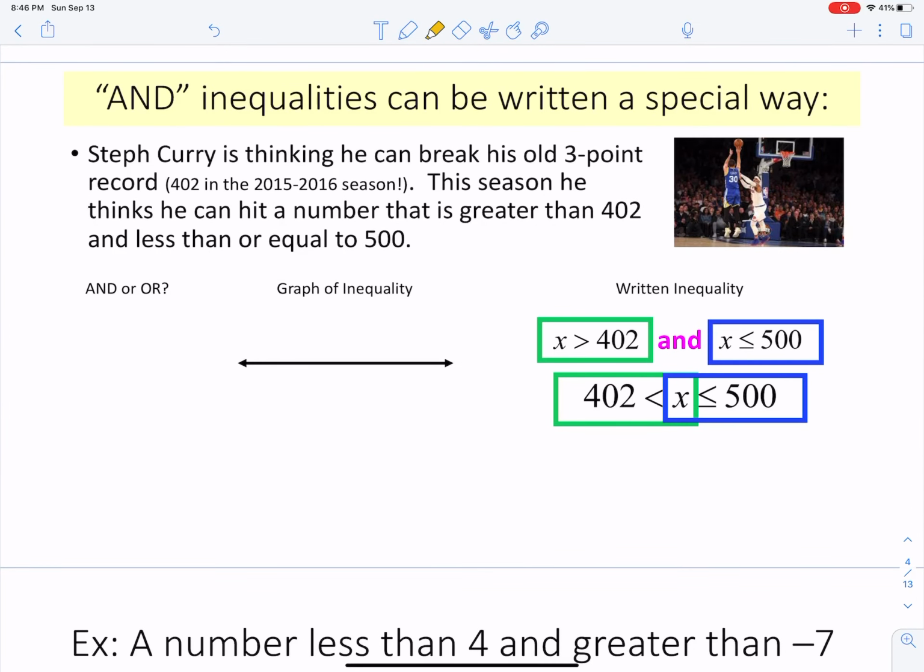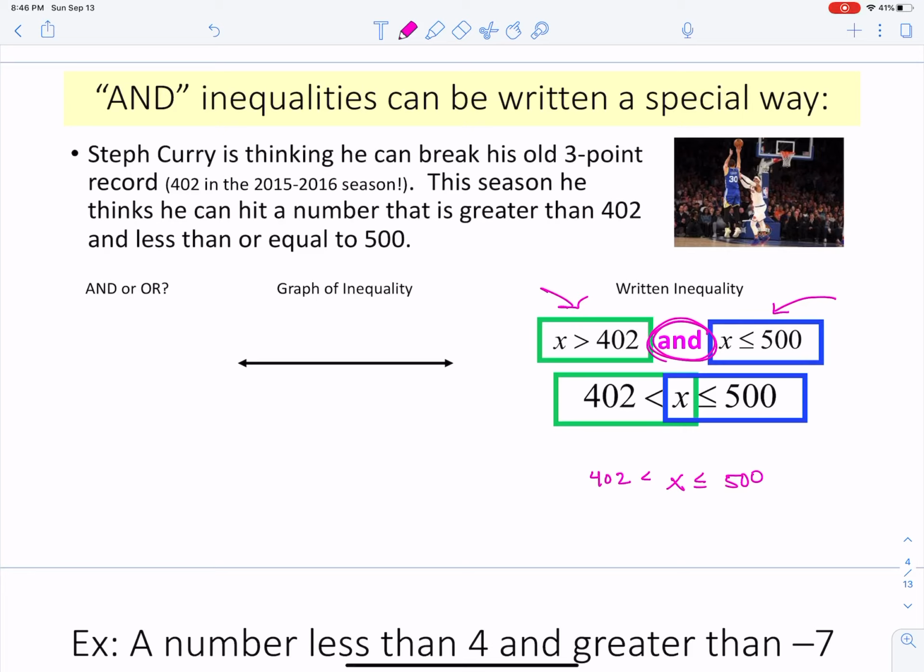Steph Curry is thinking he can break his old 3-point record, 402, in the 2015-2016 season. This season, he thinks he can hit a number that is greater than 402 and less than or equal to 500. We're talking about numbers that are greater than 402 and, that key word, less than or equal to 500. Just like I showed you before, you put x in the middle. You put your lower number, your higher number, and then you fill in your signs for it.